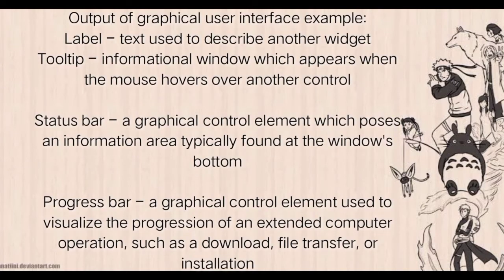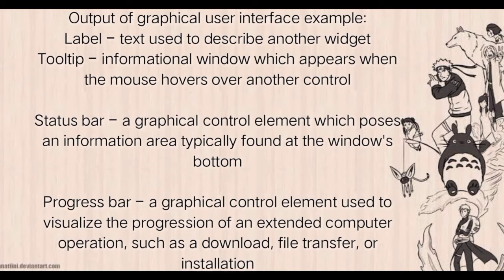Output of graphical user interface example. Label: text used to describe another widget. Tooltip: an informational window which appears when the mouse hovers over another control. Status bar: a graphical control element which possesses an information area typically found at the window's bottom.